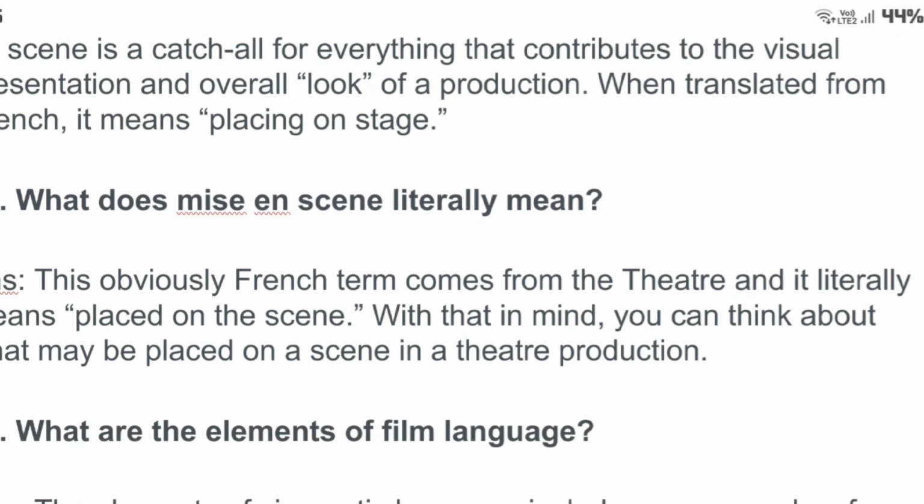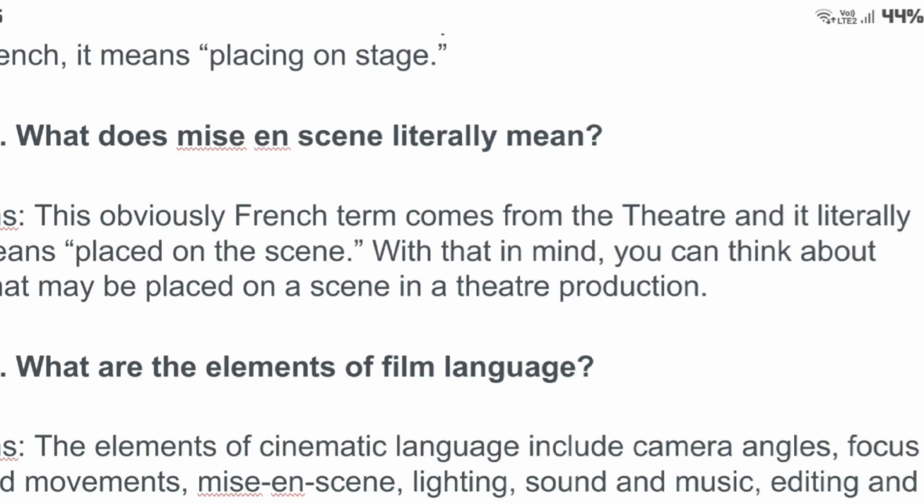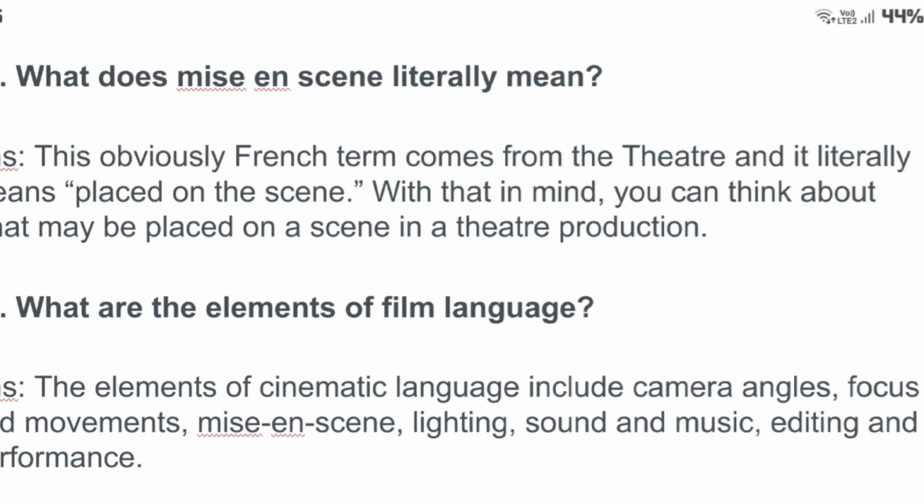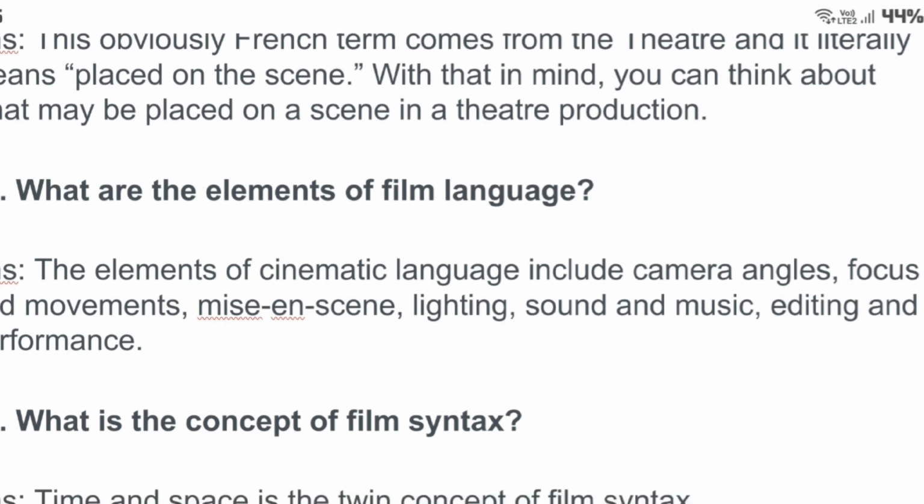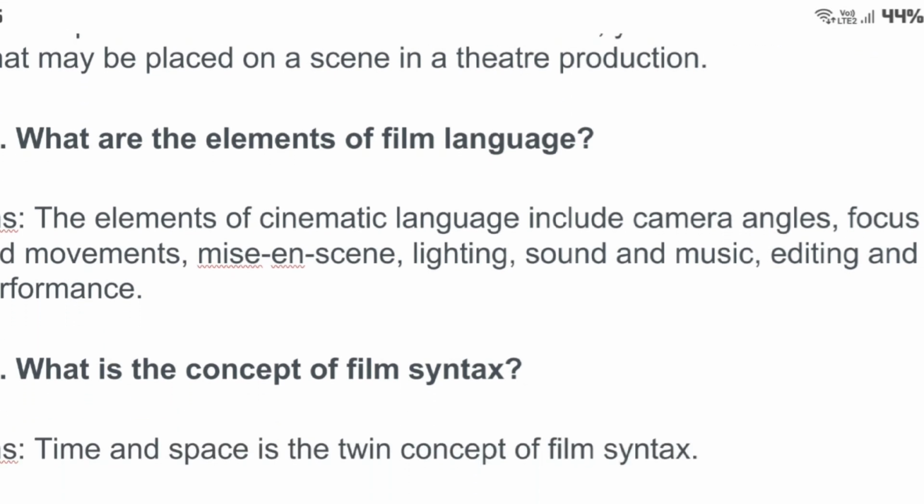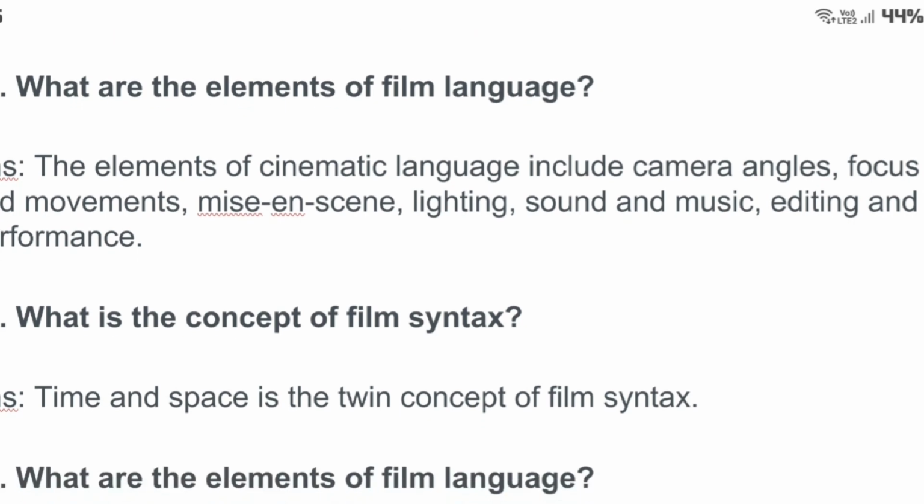What are the elements of film language? The elements of cinematic language include camera angles, focus and movements, mise-en-scene, lighting, sound and music, editing and performance. What is the concept of film syntax? Time and space is the twin concept of film syntax.